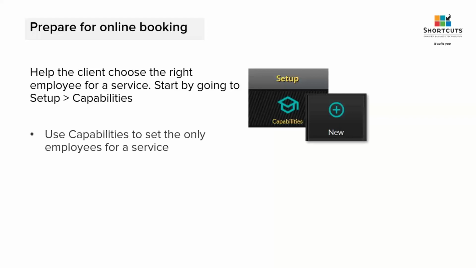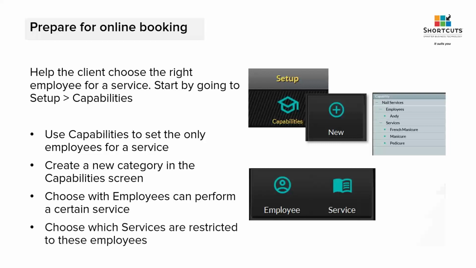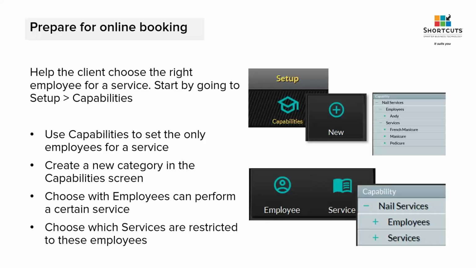It's not just enough that Shortcuts knows which employees are available for an appointment and what services are available for online booking. Shortcuts helps you filter out certain employees if they should be the only ones available for a service, and that's called a capability. You can tell Shortcuts, for example, if you have a nail technician on your team, who these people are and what services they're available for, so that if somebody goes online to book a manicure or a pedicure, they don't end up with the wrong employee. That's how capabilities work.